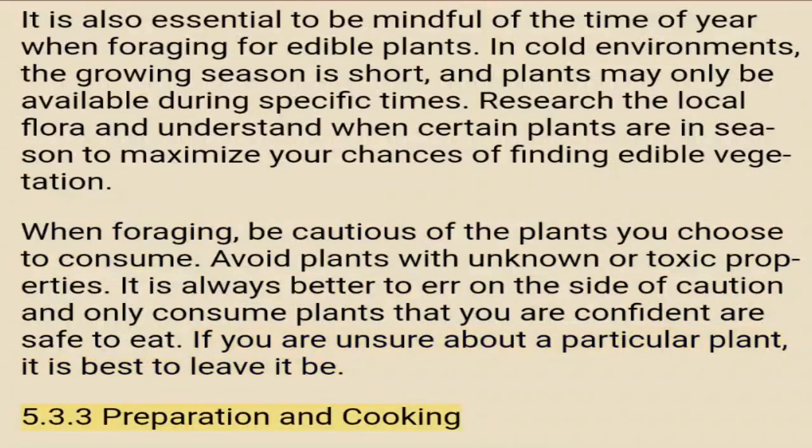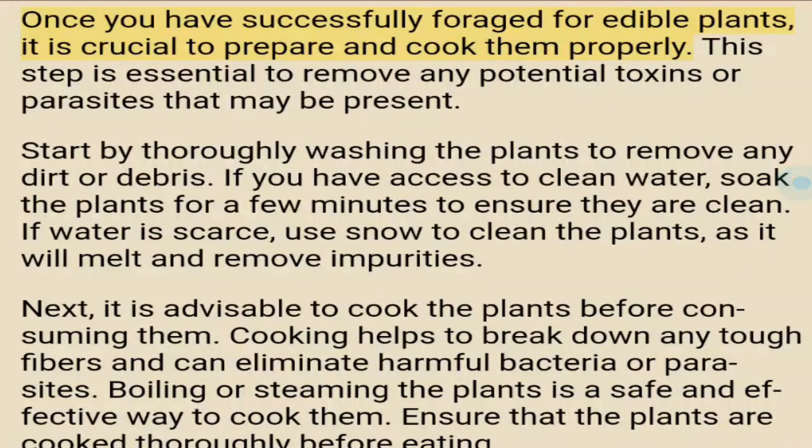5.3.3 Preparation and cooking. Once you have successfully foraged for edible plants, it is crucial to prepare and cook them properly. This step is essential to remove any potential toxins or parasites that may be present. Start by thoroughly washing the plants to remove any dirt or debris. If you have access to clean water, soak the plants for a few minutes to ensure they are clean. If water is scarce, use snow to clean the plants, as it will melt and remove impurities.